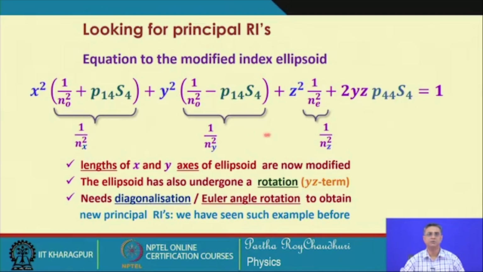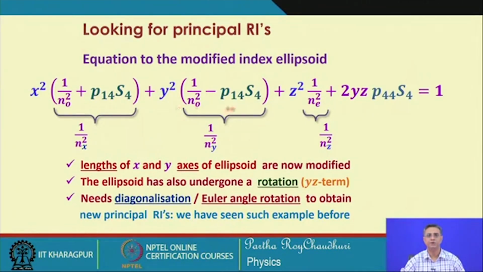You can observe from here that these are the quantities which represent the length of the semi axis of the ellipsoid along x, y and z direction. So, you can see that the lengths of the x and y axis of the ellipsoid are now modified, only these two are modified, but there has not been any change along the z axis, it remains the same. Also there is a cross term, so the ellipsoid has also undergone a rotation, because it involves a cross term with y and z.